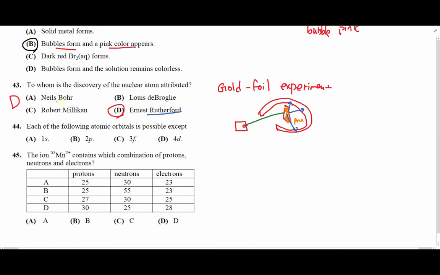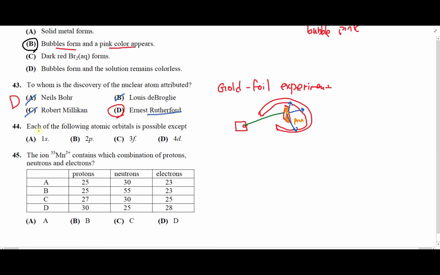Louis de Broglie. Okay, let's start with A. Niels Bohr made the Bohr model, in which the electron in the hydrogen atom can have a circular orbit, although it doesn't work beyond hydrogen, and he doesn't discuss the nuclear atom. A is out. Louis de Broglie showed that the electron can behave as a wave, and that's not it. C, Robert Millikan found the charge of an electron, and thus he was able to conclude the mass of an electron. So C is also out.